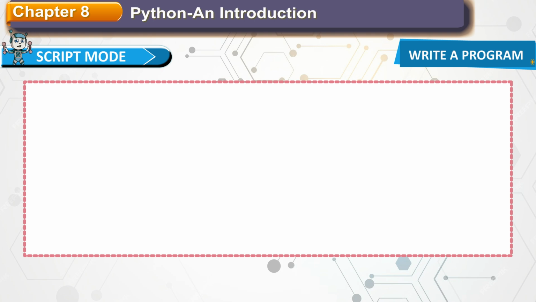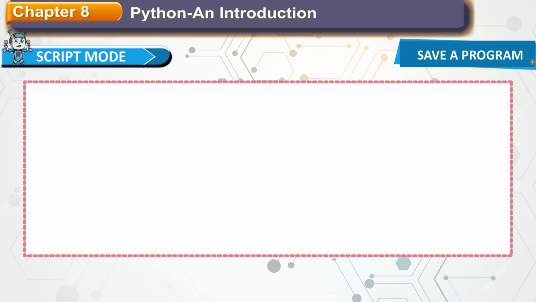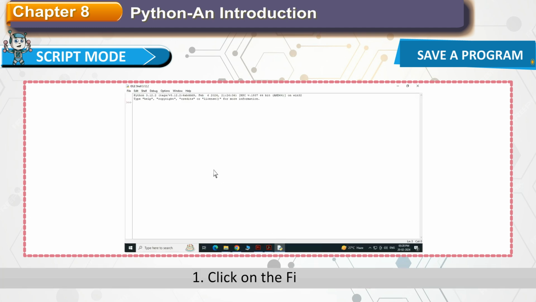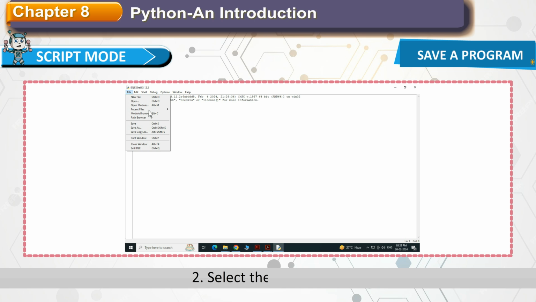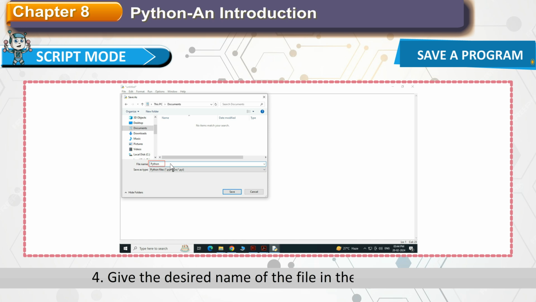Write a program. Type the given code in the Python window. Save a program. To save a Python program, follow the given steps. 1. Click on the File menu. 2. Select the Save option. 3. Select the desired location to save the file. 4. Give the desired name of the file in the File Name box. 5. Click on the Save button to save the file. The file extension of Python is .py.